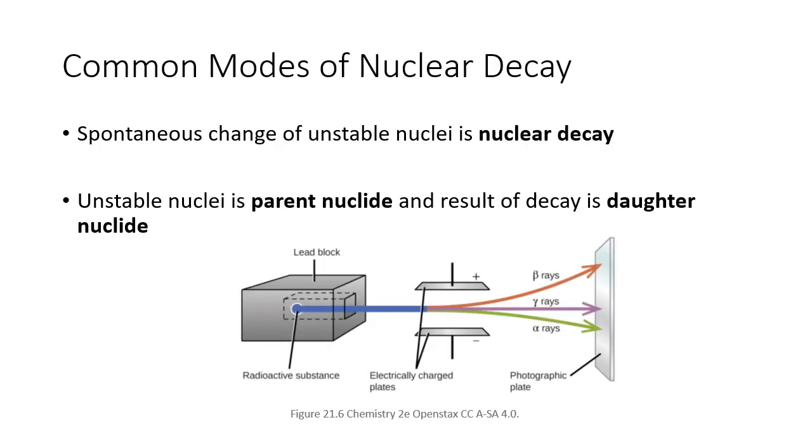reactions. Spontaneous changes to unstable nuclei are considered nuclear decay. The unstable nuclide is the parent nuclide, and the result of the decay is the daughter nuclide. The most common modes of nuclear decay are alpha particles, beta particles, and gamma rays. Alpha particles and beta particles are sometimes called alpha rays and beta rays.